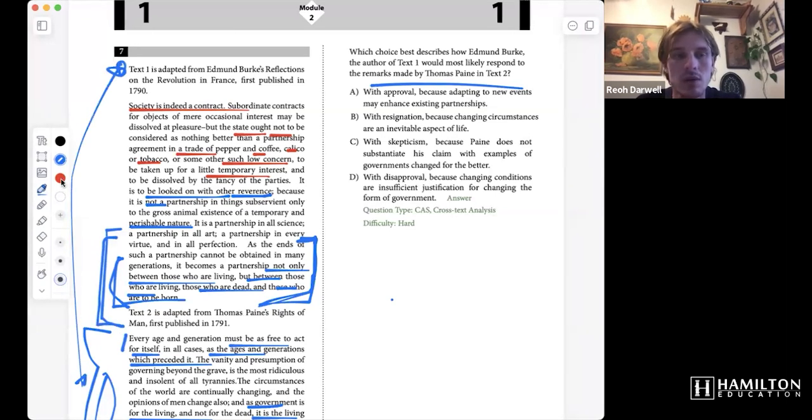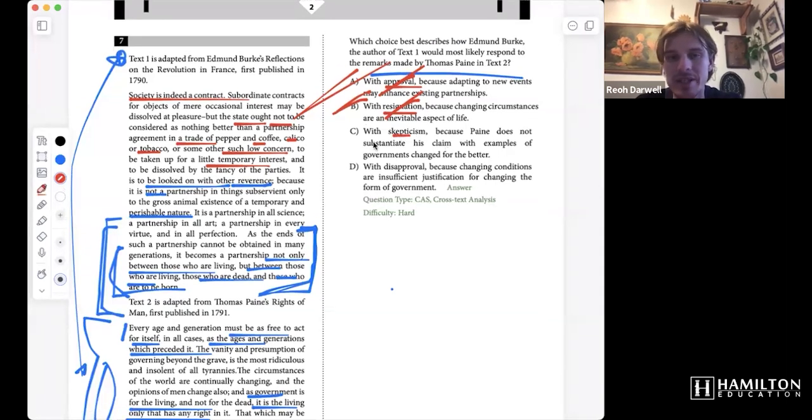So what can we get rid of here? We can definitely get rid of "with approval," right? And then we can also get rid of "with resignation." He doesn't have a resignation to it. He doesn't approve it, right? Resignation means sort of like a sad acceptance. Now, skepticism, that sounds pretty good, right? But so does disapproval. So we're not going to be able to decide based off of either skepticism or disapproval.